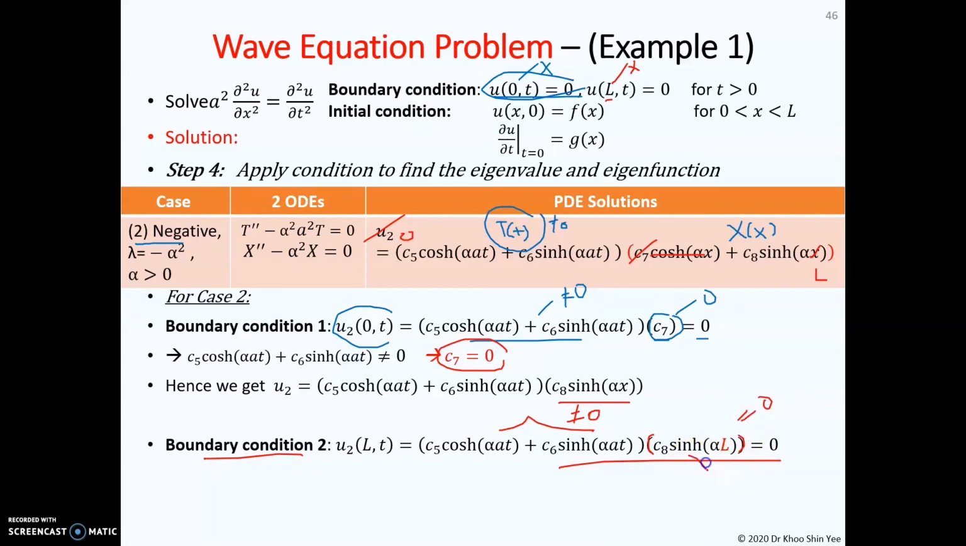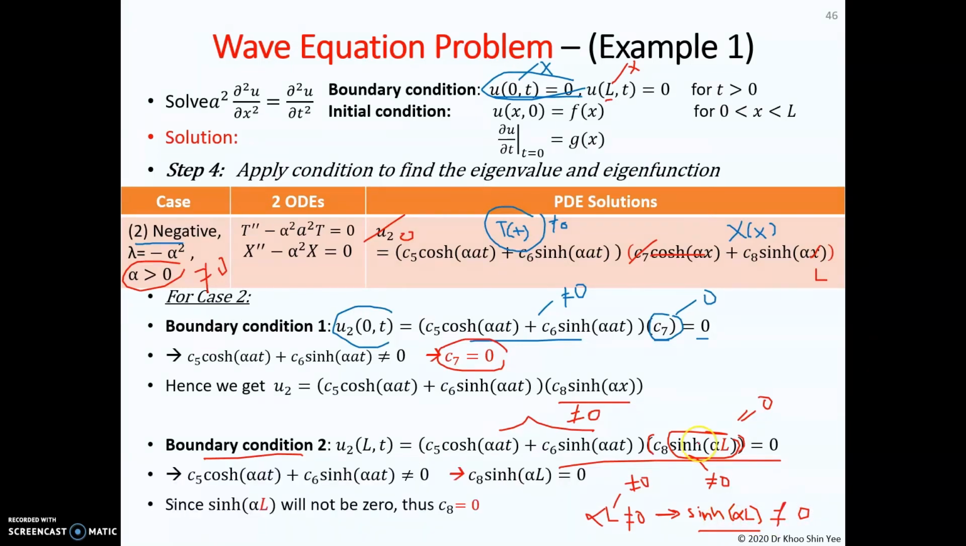We know that the hyperbolic sine here cannot be equal to 0. In fact, you should know that the hyperbolic sine here can be equal to 0 when alpha L is equal to 0. But since the total length here is not equal to 0, and the alpha here is greater than 0, therefore alpha L is not equal to 0. So you should obtain the hyperbolic sine alpha L here not equal to 0. Since the hyperbolic sine term here is not equal to 0, therefore you obtain your C8 equal to 0.